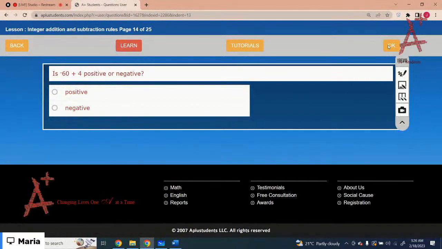Okay, is negative 60 plus 4 positive or negative? Negative 60. 60 is actually a greater number. Got it? And 60 has a negative sign. So the answer must be negative then. Got it?